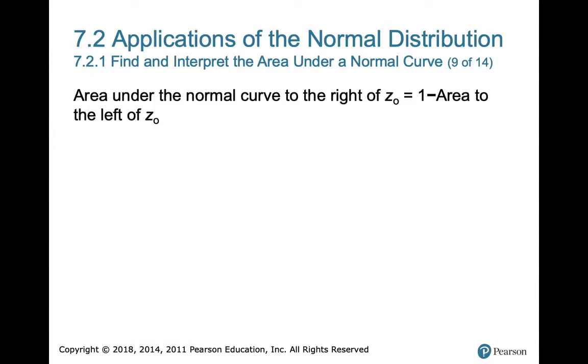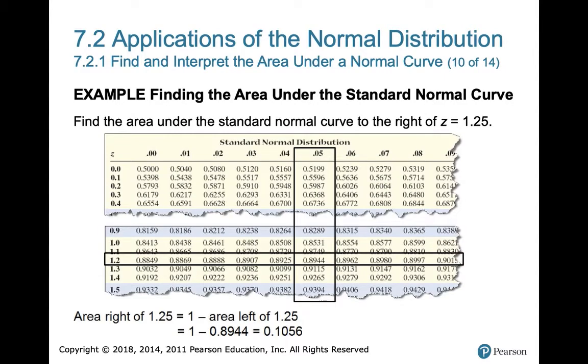So that is what this slide says as well. If we want to know what the area to the right is, we're going to do 1 minus the area to the left, that complement probability. So if we want to find the area under the standard normal curve to the right of z = 1.25, I can look in this chart for 1.2 and go over to the 0.05, and I find 0.8944 would be to the left, so 1 minus that, 0.1056 would be to the right.